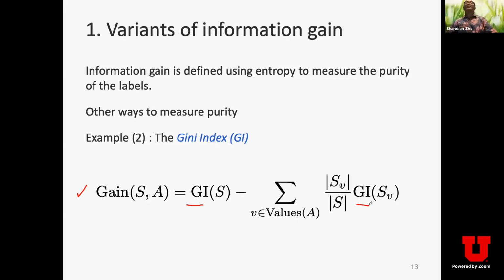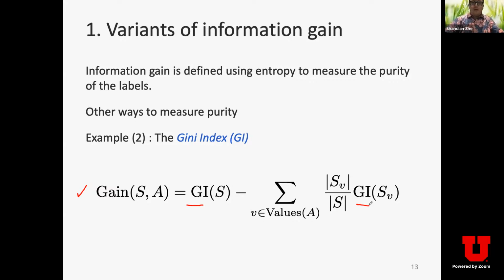Any questions so far? There's no one answer on that. It depends on the applications. There's no guarantee which one is better than the other.